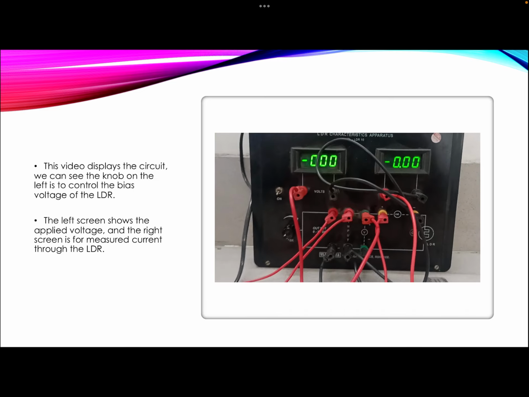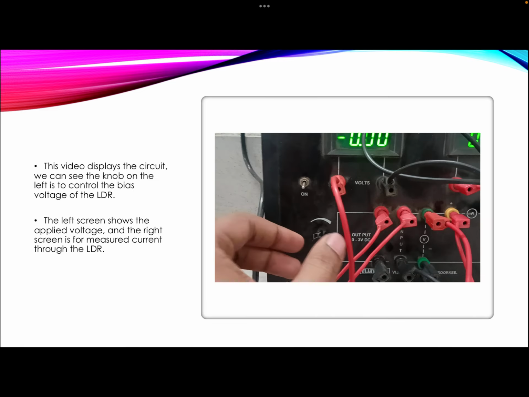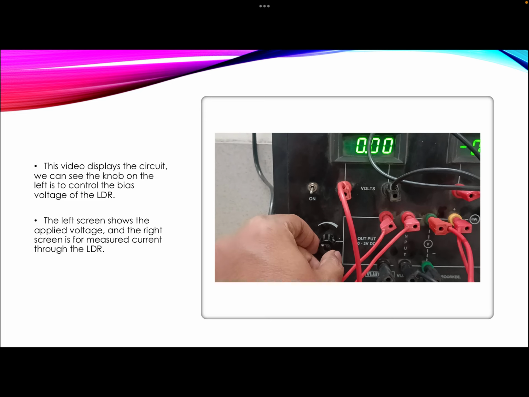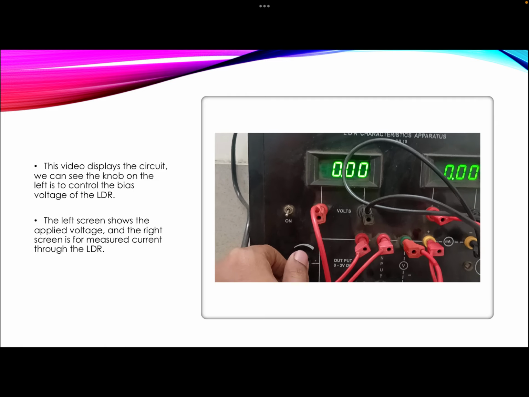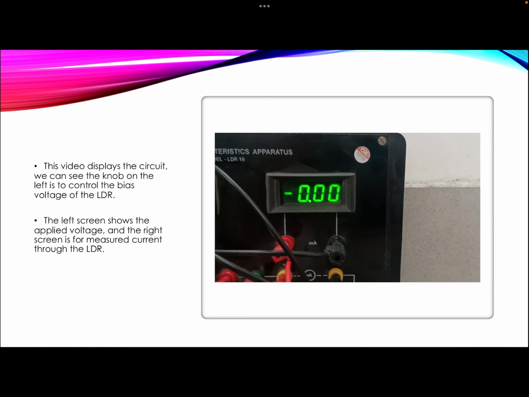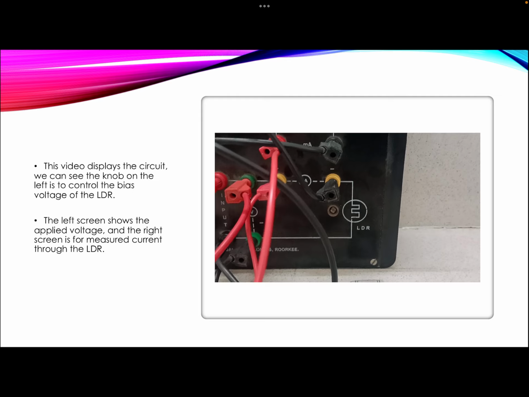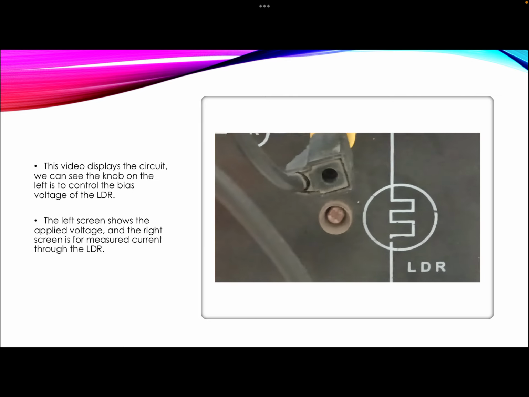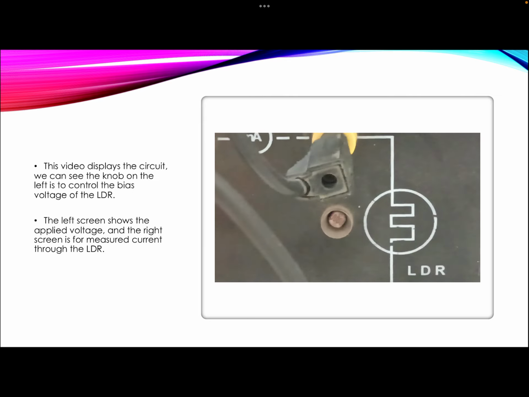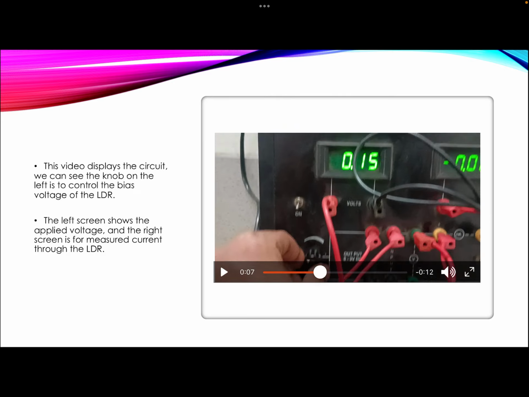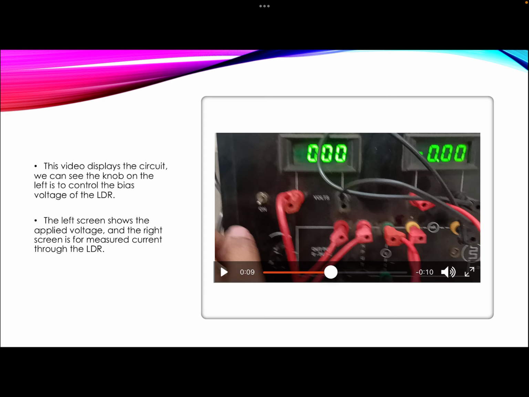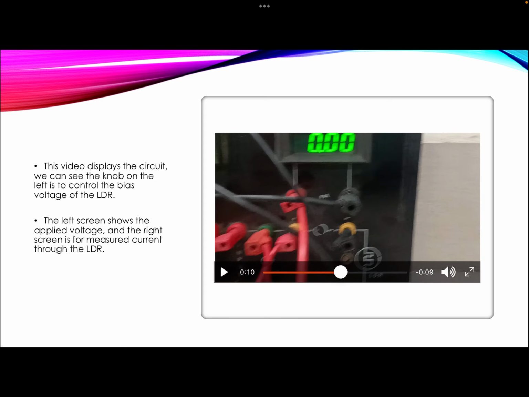Consider the module. We can see that there is a knob over here, which is basically to control the voltage. The display of voltage can be seen on the left screen, and the right screen shows the display of current. We can see that when the LDR is not shown by a light, the current was not changing. As you can see, even though we were changing the voltage, there was no change in the current.